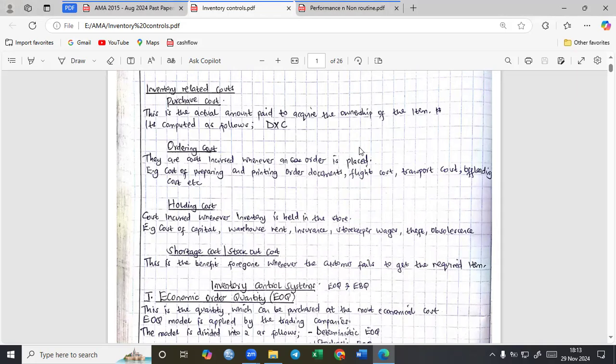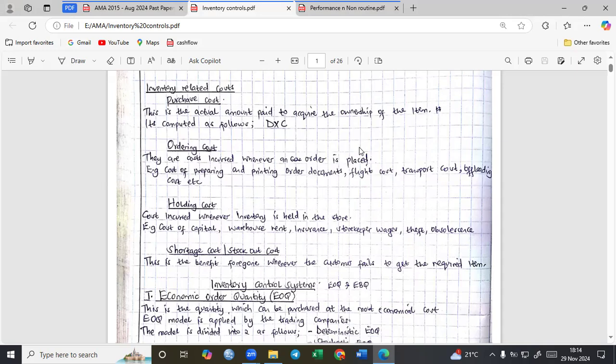Ordering cost. These are the costs incurred whenever an order is placed. Examples: cost of preparation, printing order documents, freight cost. We have transportation cost, the offloading cost, and other costs.